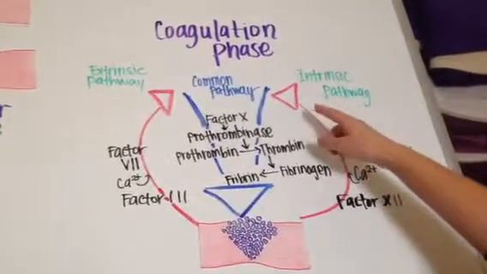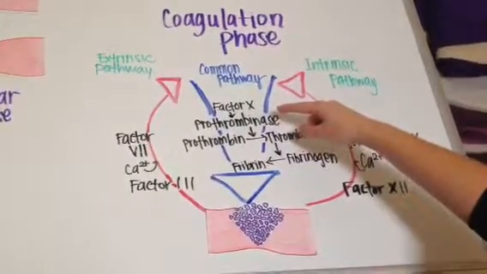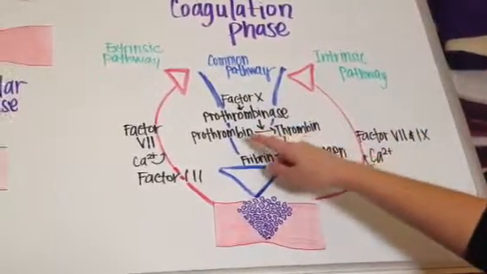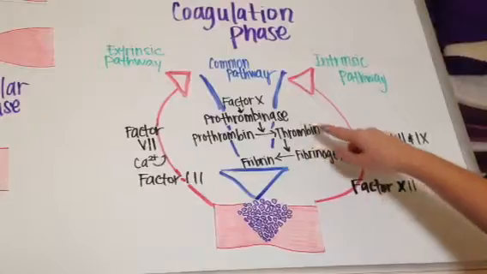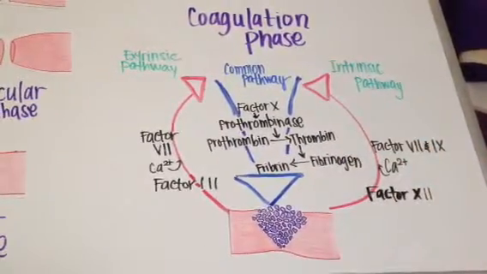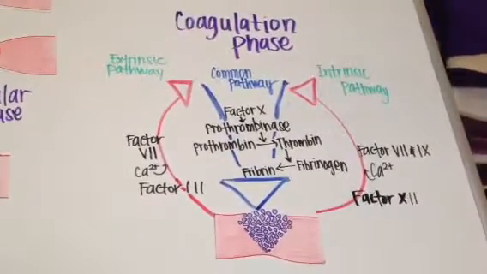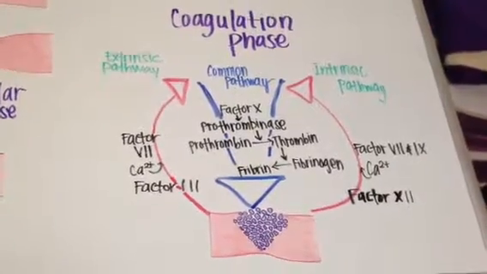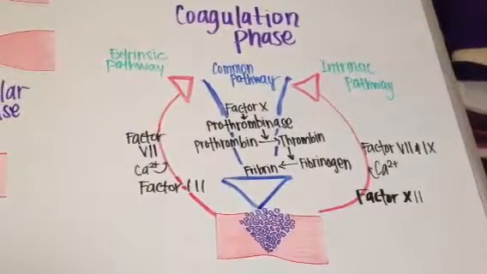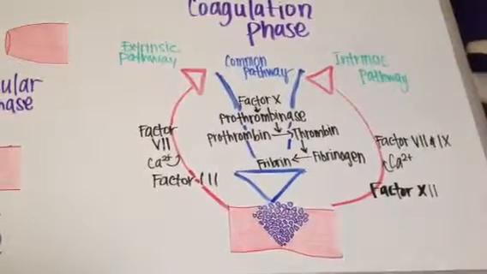In the common pathway, factor 10 forms the enzyme prothrombinase, which converts prothrombin, a proenzyme, to the enzyme thrombin. The liver needs vitamin K to synthesize the clotting factors. A deficiency in vitamin K can result in the clotting system deactivating. Clot retraction occurs as a result of platelets contracting and pulling the torn edges of the vessel closer.